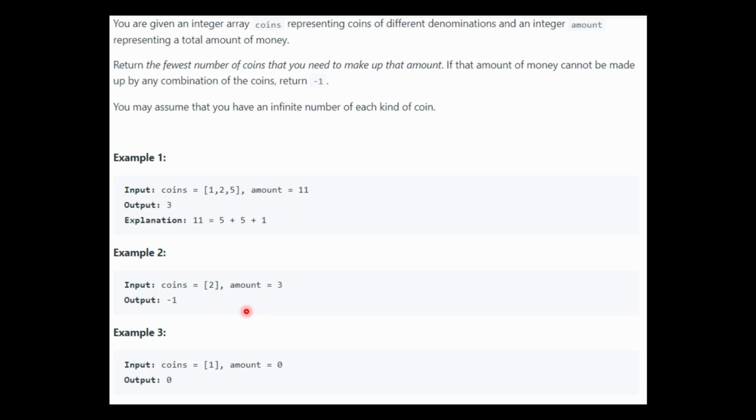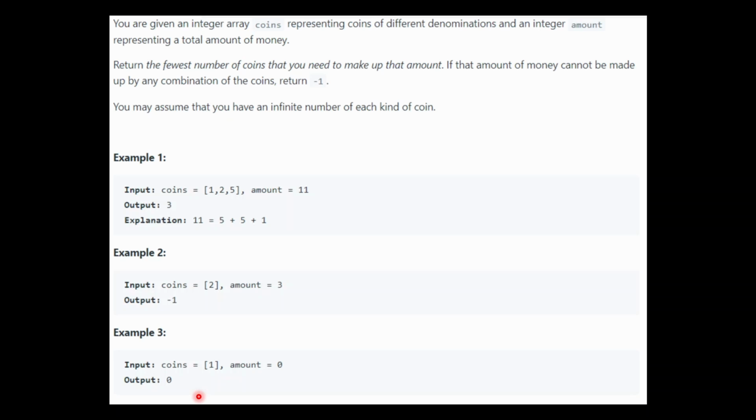In example 2, we can see that our coins array contains a single coin having value 2 and our amount is 3. Seeing this example, we can very well say that this is not possible. So our output will be -1, because using only 2 we cannot make 3. And in the last example, our coins array has only one coin of value 1, and the amount is 0. So our output here will be 0, because since our amount is 0, we do not need to take any coin.